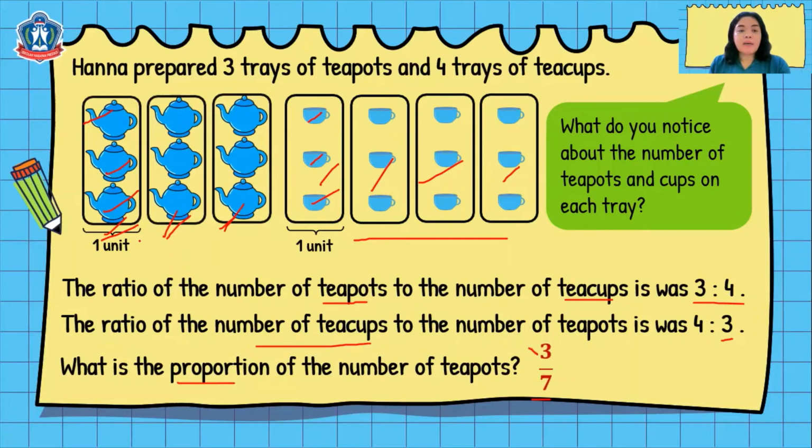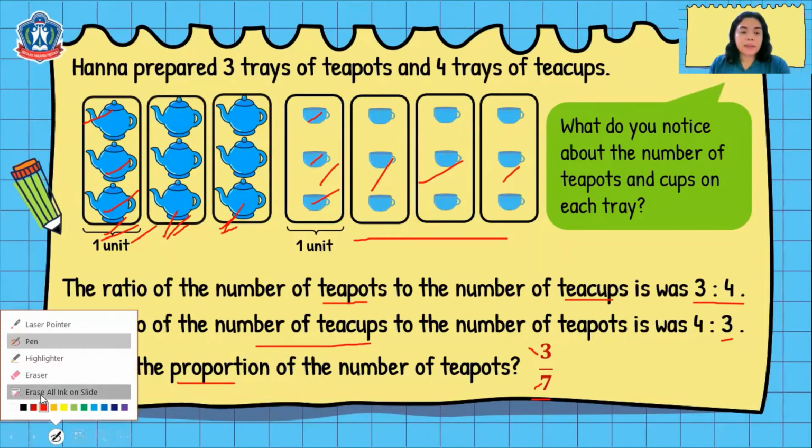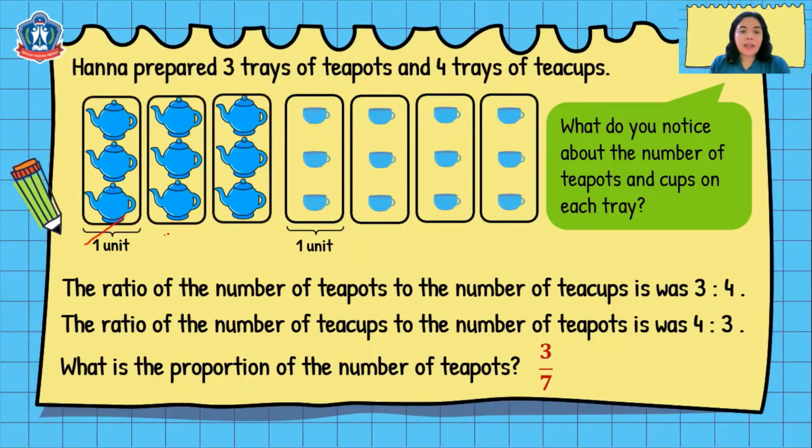3 means the number of teapots. The 7 is the total number of objects. So we have 7, 3, and 4, that is 7. So the proportion of the number of teapots is 3/7. How about the proportion of the number of teacups? Okay, if you know the answer, you can share that during our Zoom meeting.